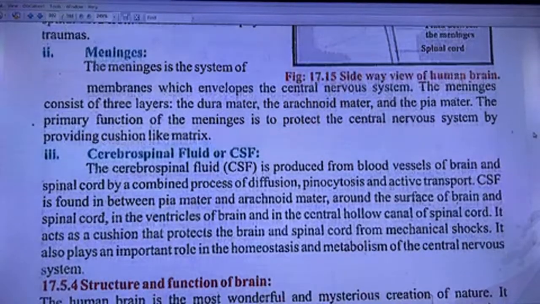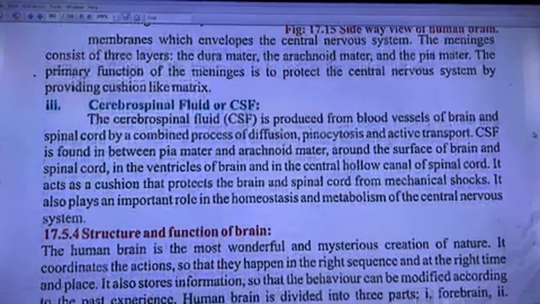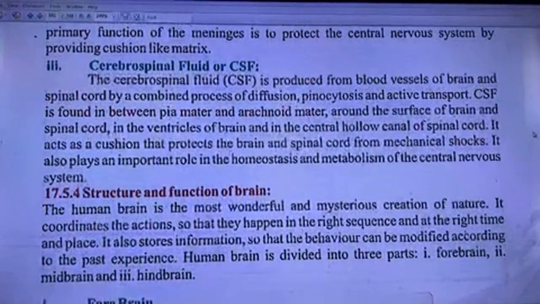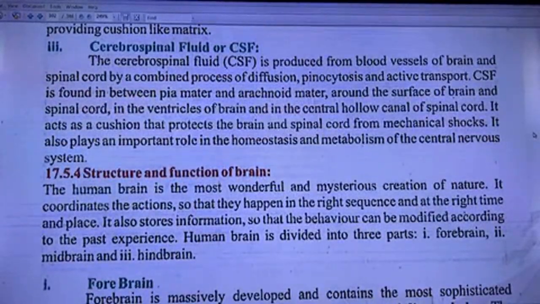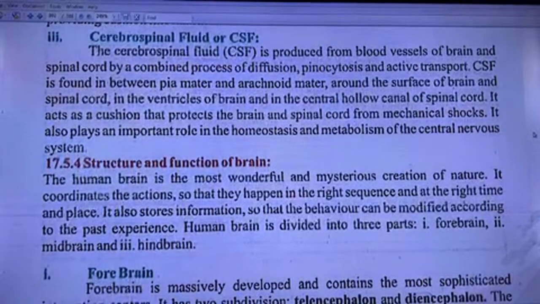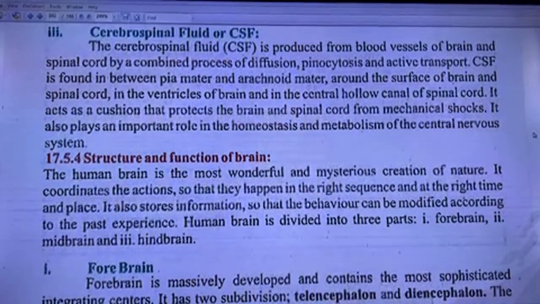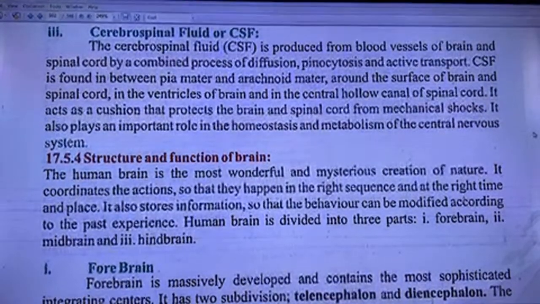Cerebrospinal fluid. Cerebrospinal fluid is produced from blood vessels in the brain and spinal cord by a combined process of diffusion, pinocytosis, and active transport.